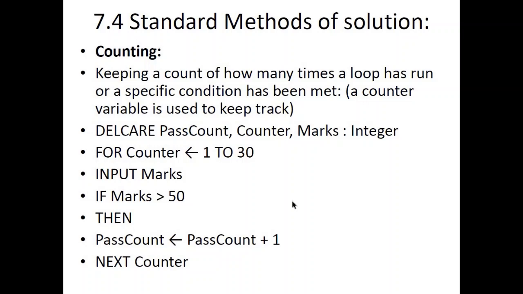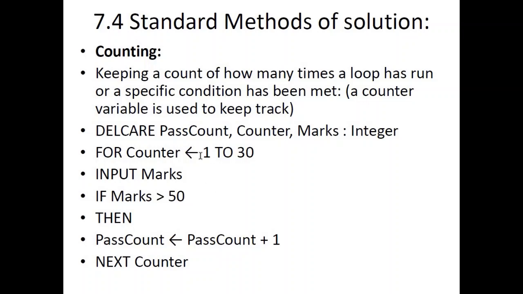Next we have is counting. It is the process of counting how many times a loop has run. Basically, it is the process of keeping a track of how many times a loop has run, no matter what type of loop it is. In the process of counting, we always use a counter variable, no matter whether it is a for loop, a while loop, or a repeat loop.